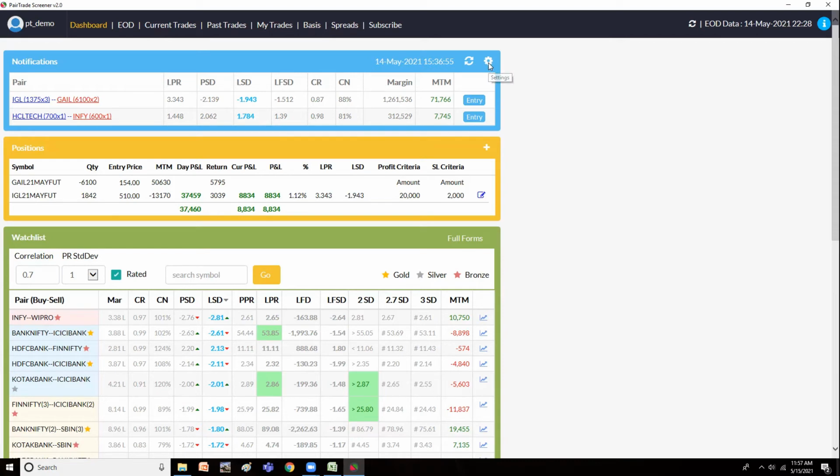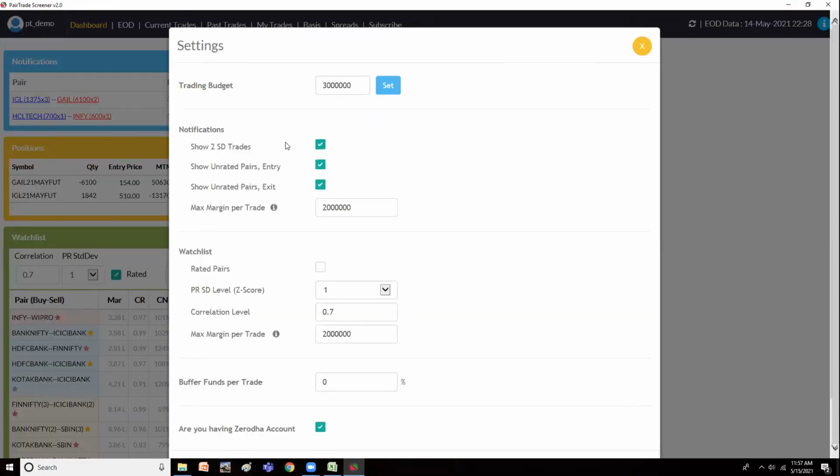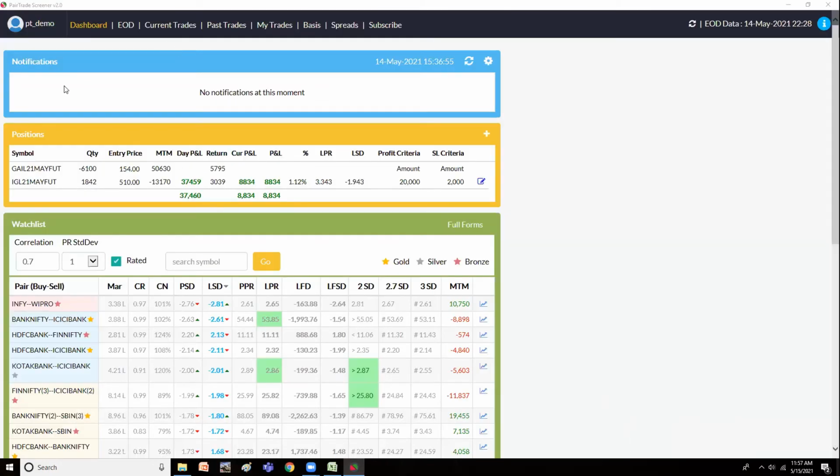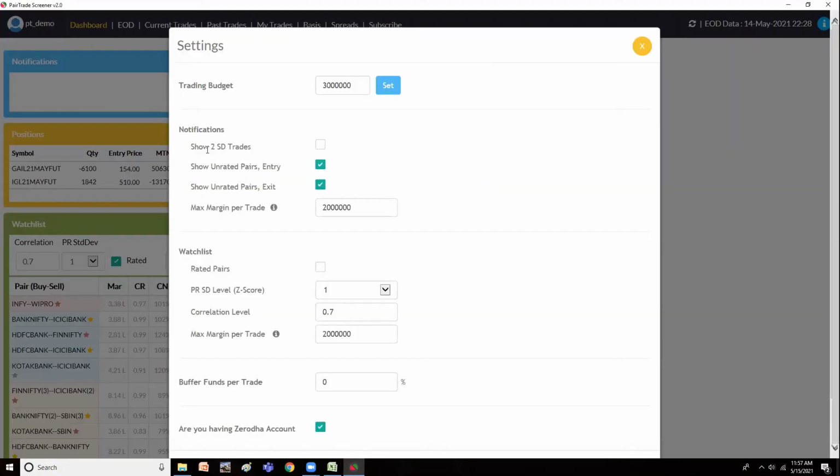There is a settings here. Right now, I have set everything so that all notifications are displayed. For example, I'm asking it to show the 2SD entries also. As these two are 2SD entries, those are also shown here. If I remove this 2SD and say update, see here, no notifications are displayed, because I said don't display trades which are coming below 2 standard deviations, right?